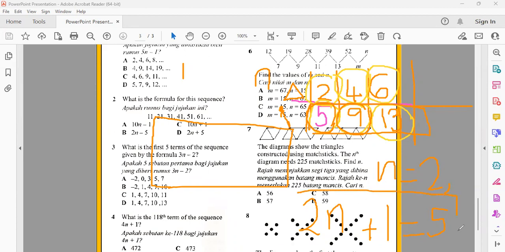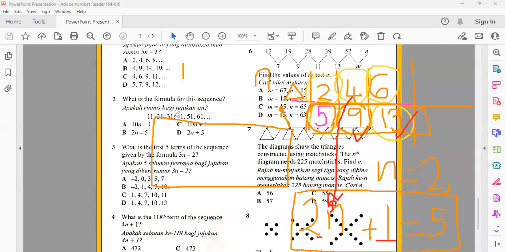Okay, if 2n plus 1 is our formula, try putting 4 inside. So 4 times 2 is 8. 8 plus 1 is 9. Correct. Try putting 6 inside. 6 times 2, it's 12. 12 plus 1 is 13. Correct. You understand now? Okay.